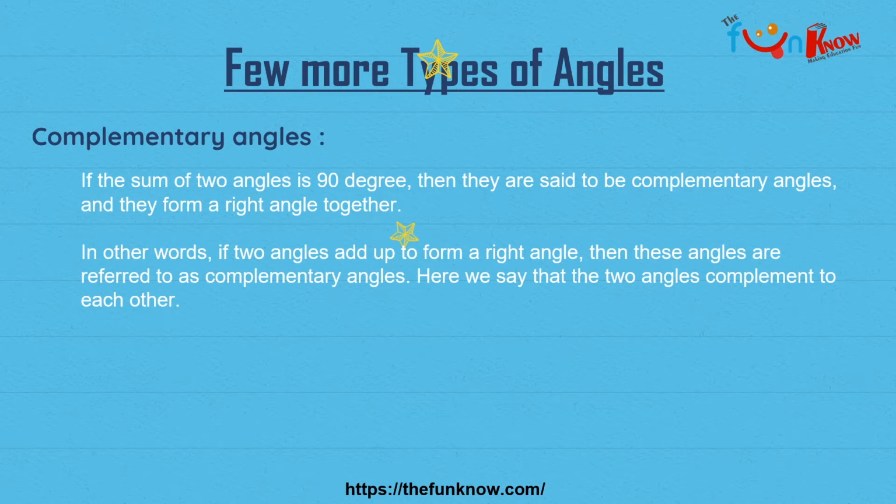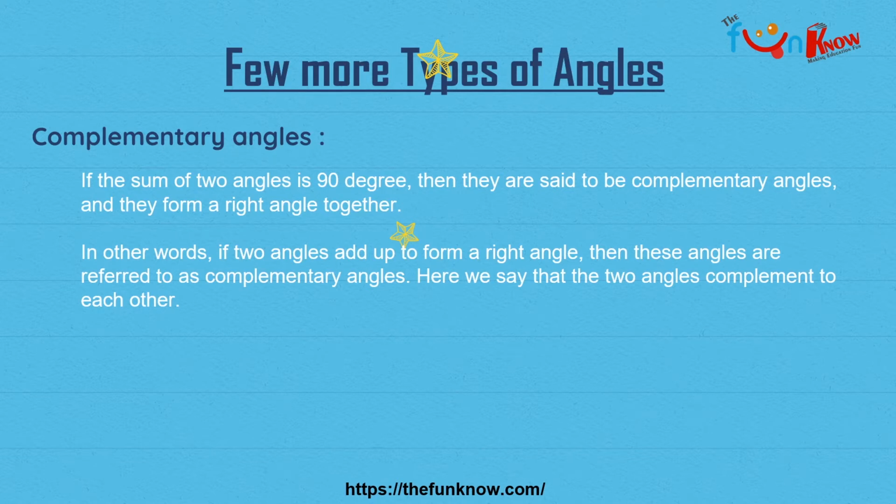And they form a right angle together. 90 degrees means right angle. So when we are adding up two angles and they are forming a right angle together, they will be known as complementary angles. In other words, I'm repeating the same: remember, if two angles are added to form a right angle, then these angles are referred to as complementary angles.